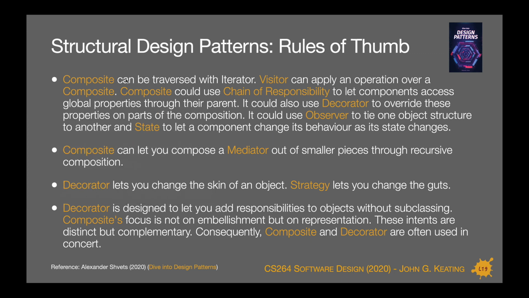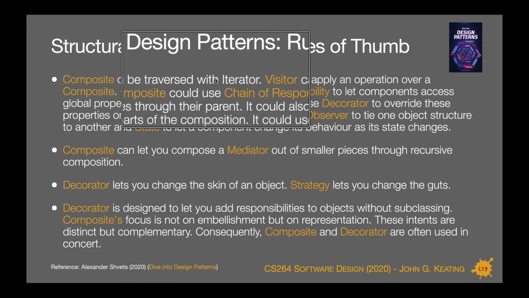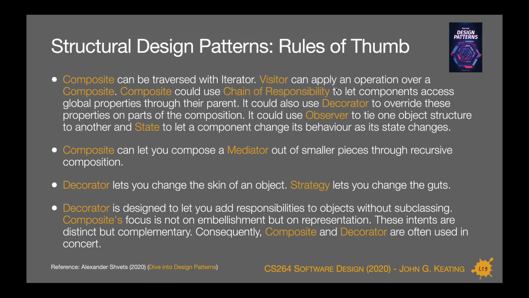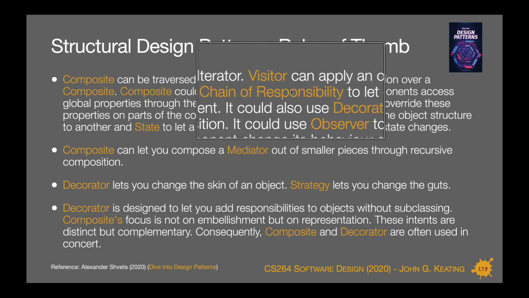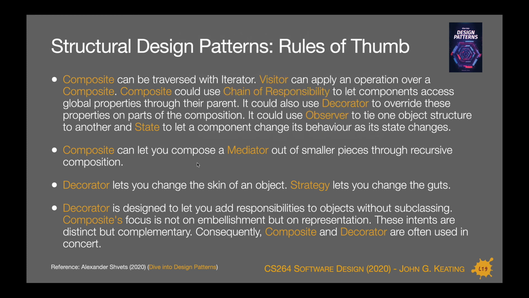Okay, so composite can be traversed with an iterator, visitor pattern that can apply to an operation over a composite. Composite could use chain of responsibility to let components access global properties through the parent. You could also use decorator to override these properties on parts of a composition. It could use observer to tie one object structure to another, and it could use state to let a component change its behavior as its state changes.